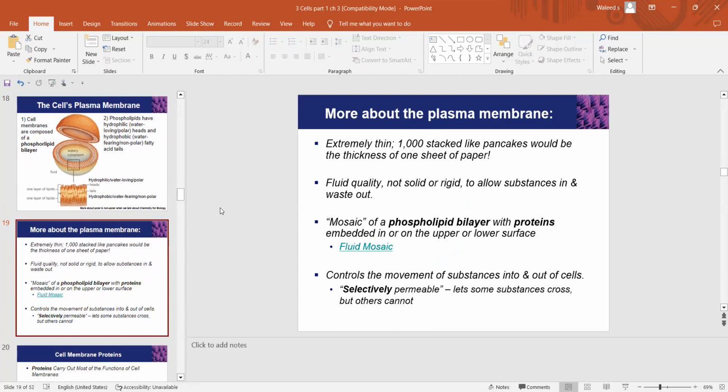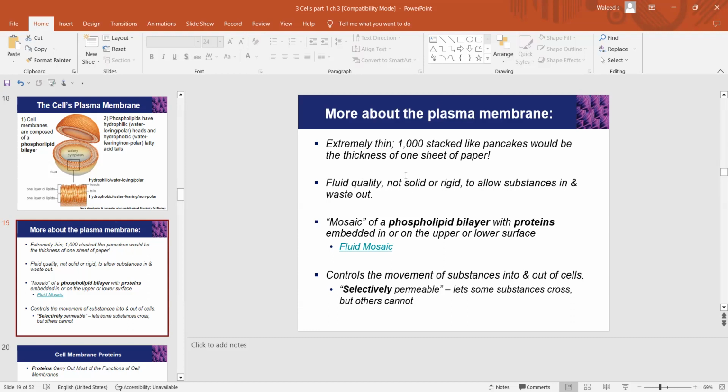Again, feel free to stop me anytime you want. The plasma membrane is extremely thin. It's extremely thin enough that if you stack them together, 1,000 will be like a sheet of paper. This is how thin it is. And it has to be like that in order to allow things to cross it. Everything? No, not everything. I told you selectively permeable. Certain things will be allowed to go in and out, and you will see that.